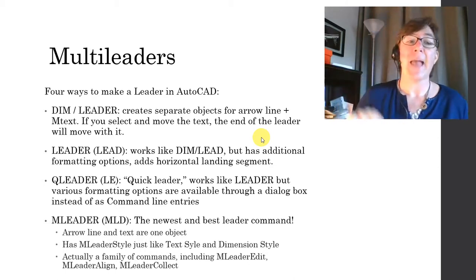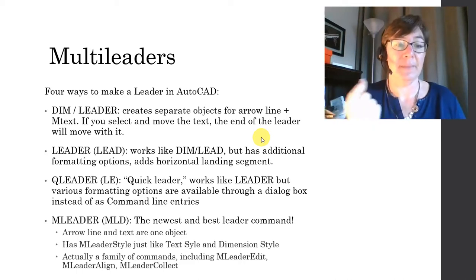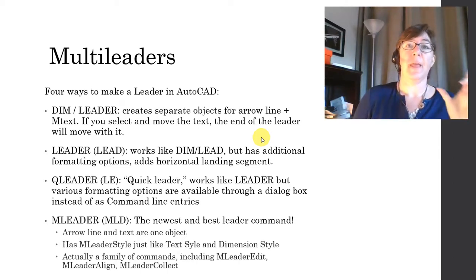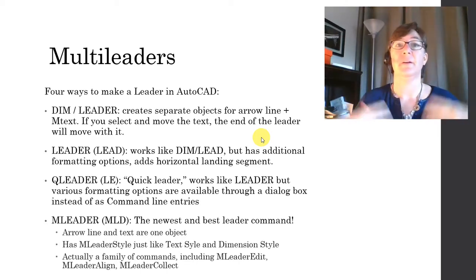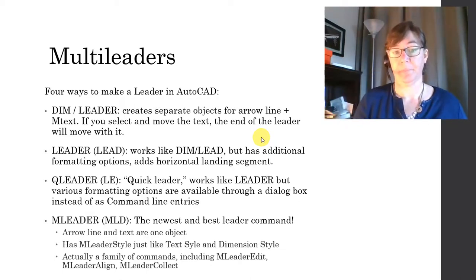So mleader, or the shortcut is MLD for mleader, is a family of commands, truthfully. It's got so many different options. And with the mleader, the arrow line and the text are joined in one object. So you can click and you will select all of it.